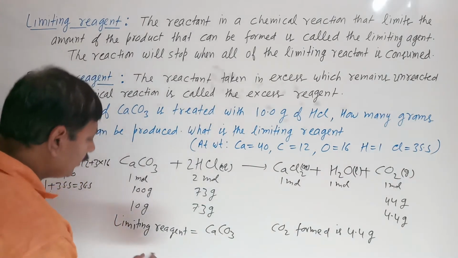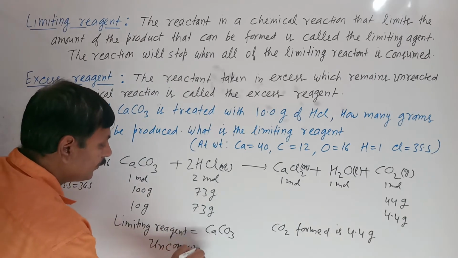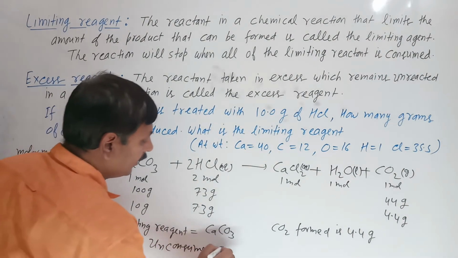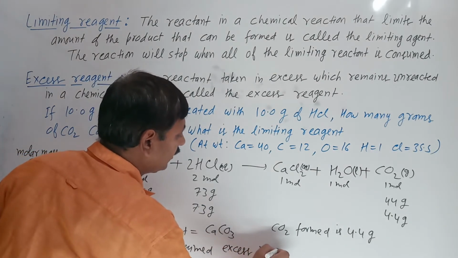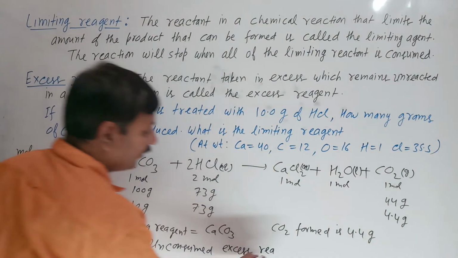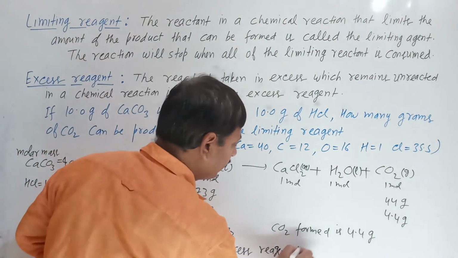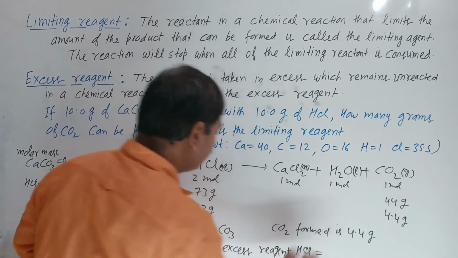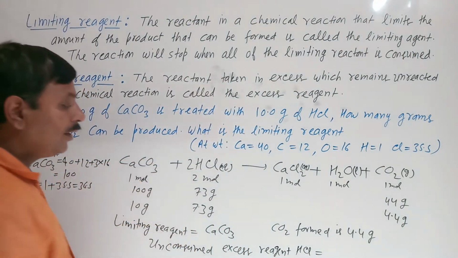The excess reagent is HCl. They have 10 gram, 7.3 gram is consumed.